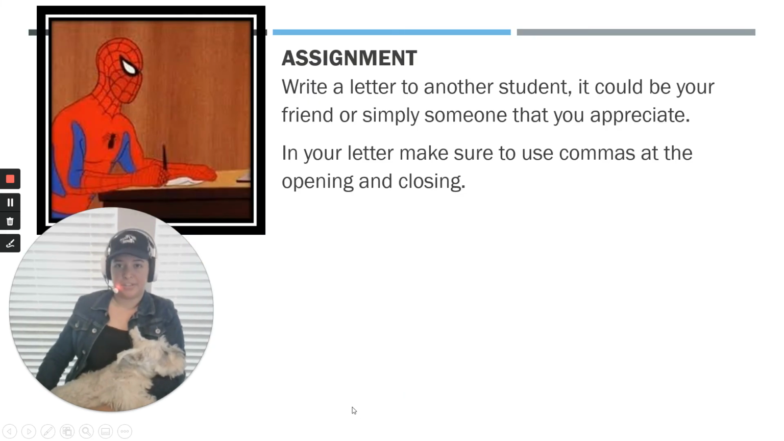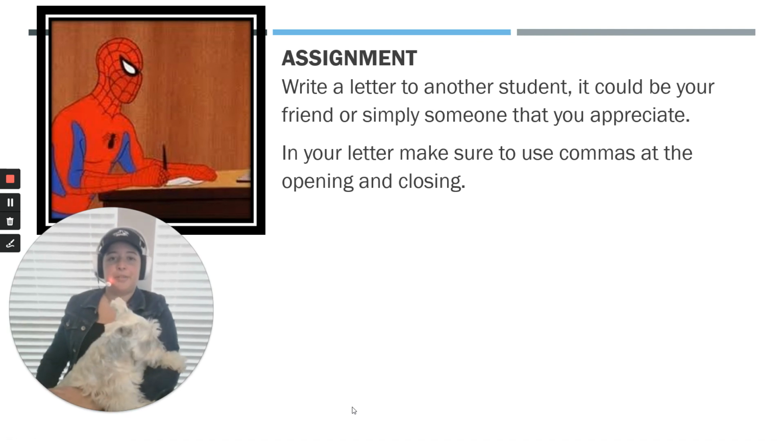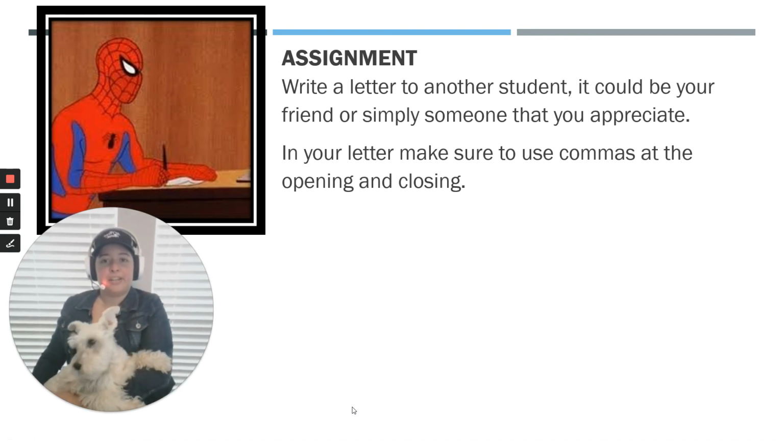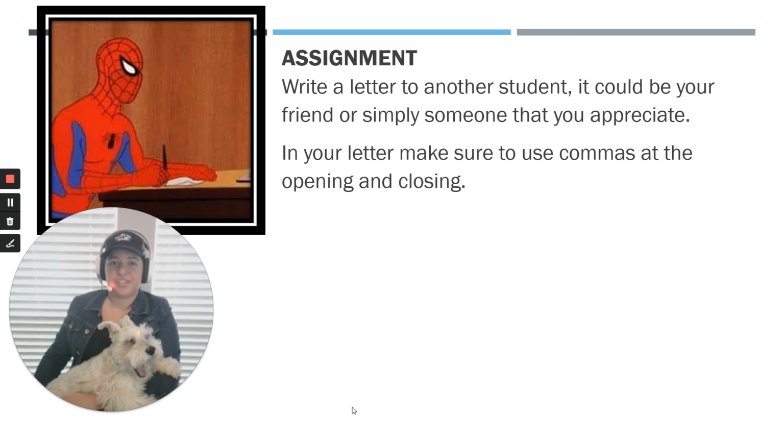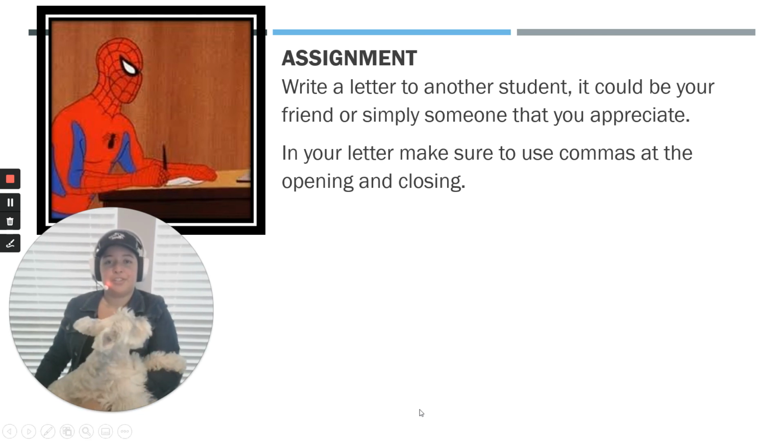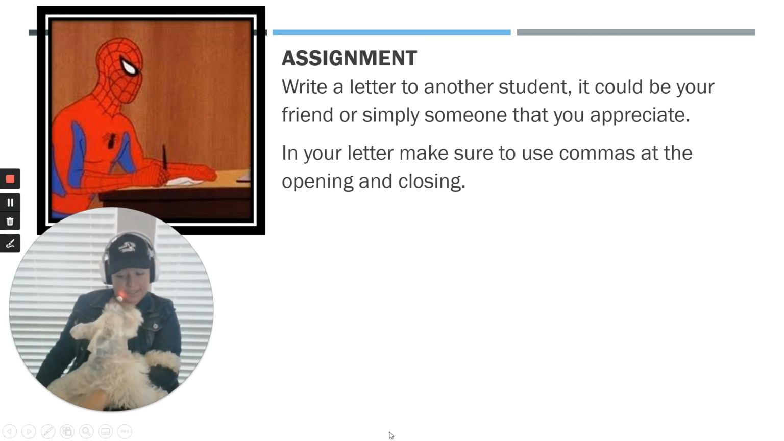For your assignment today, you're going to write a letter to another student. It could be your friend or simply someone that you appreciate. In your letter, make sure to write commas at the opening and at the closing.